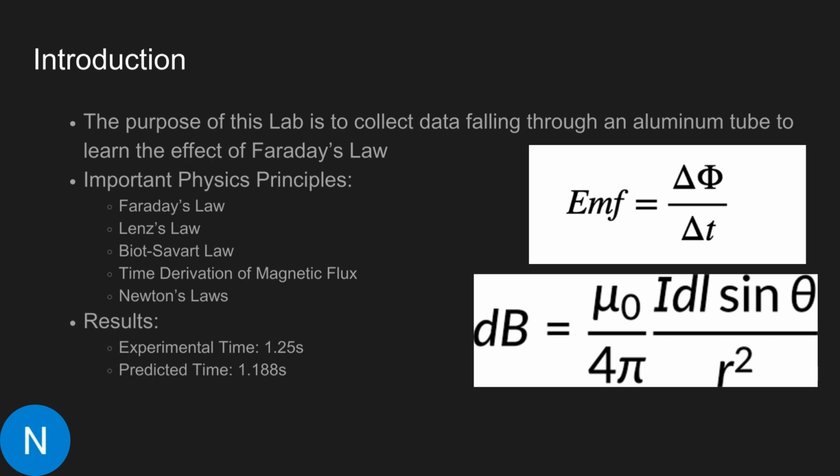Important physics principles are Faraday's law, of course, Lenz's law, the Biot-Savart law, a time derivation of magnetic flux, and of course Newton's laws. Off to the right shows the equation for Faraday's law, and the one below is the Biot-Savart law. And then results are experimental time was 1.25 seconds, and then the predicted with GlowScript was 1.19.